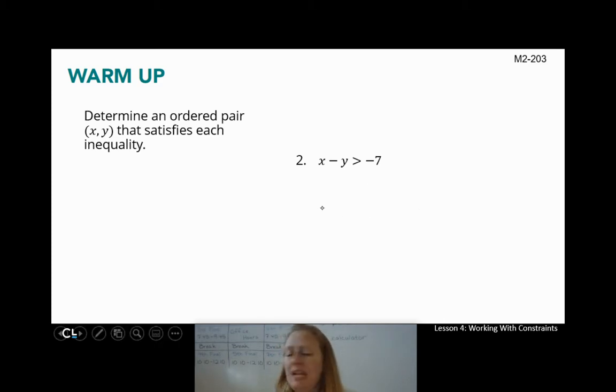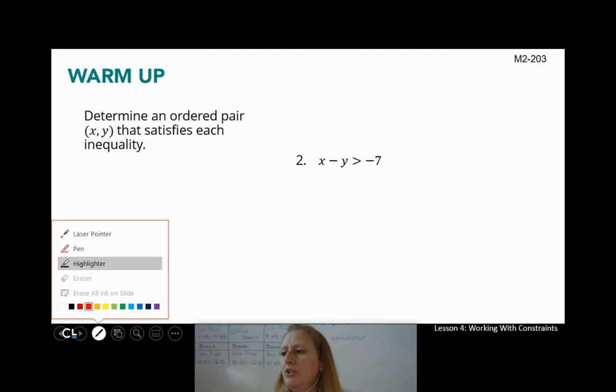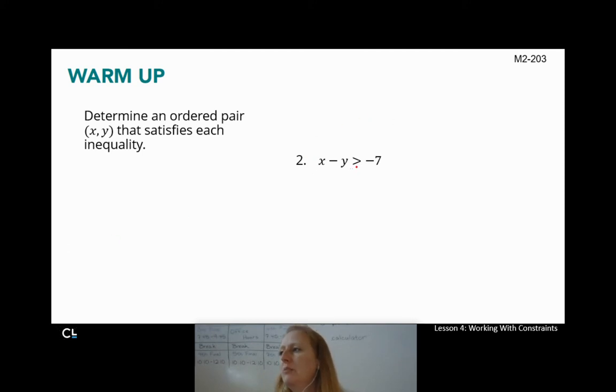So lots of possibilities here, right? We just need two numbers that, if you subtract them, would be greater than -7. So how about 5 and 1, right? That'll work. 5 minus 1, that's 4. That's greater than -7. Hooray!